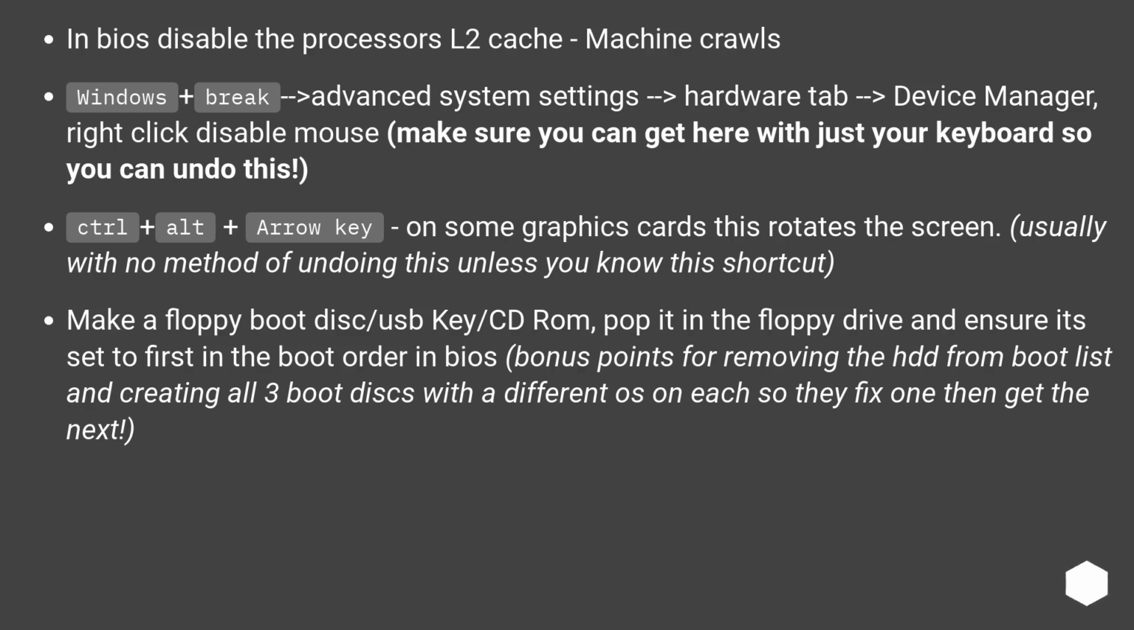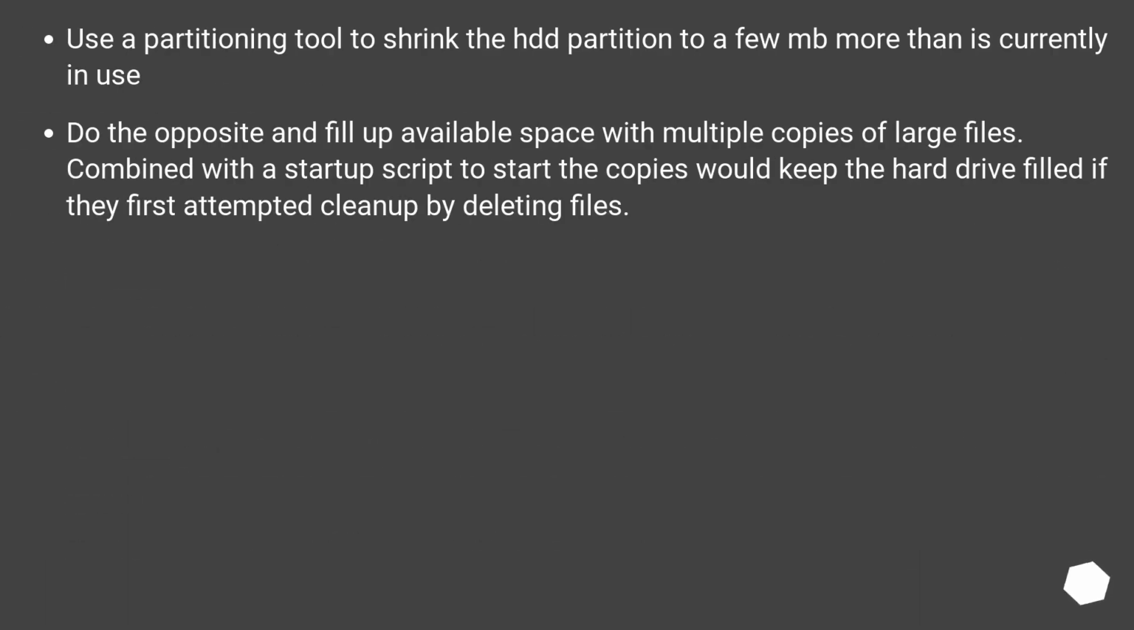Make a floppy boot disk, USB key or CD-ROM, pop it in the drive and ensure it's set first in the boot order in BIOS. Bonus points for removing the HDD from the boot list and creating all 3 boot disks with a different OS on each so they fix one then get the next. Use a partitioning tool to shrink the HDD partition to a few MB more than is currently in use. Do the opposite and fill up available space with multiple copies of large files. Combined with a startup script to start the copies, this would keep the hard drive filled if they first attempted cleanup by deleting files.